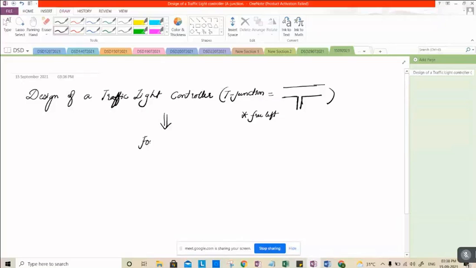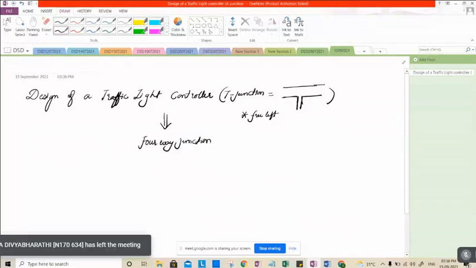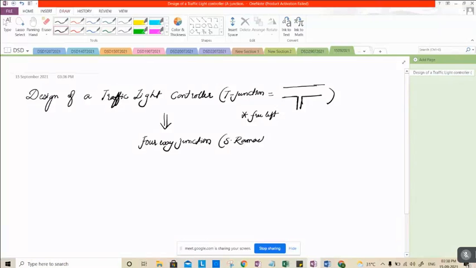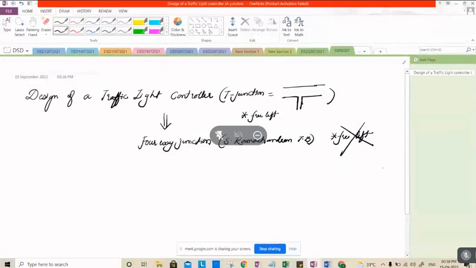Now, if you have studied the same design of a traffic light controller for a four-way junction from S. Ramachandran's textbook, you won't see this particular condition, free left. The free left condition is not allowed in that particular algorithm. Why is it so?